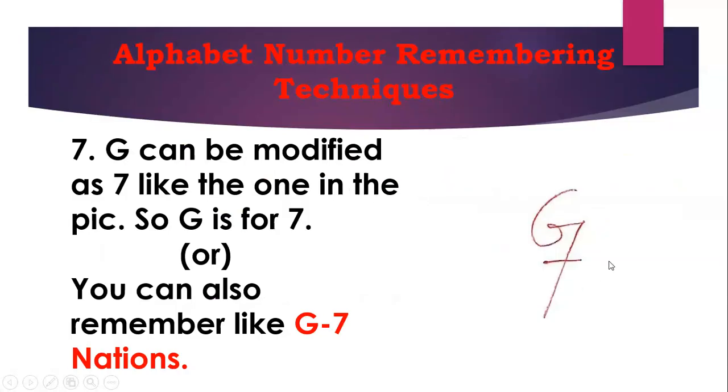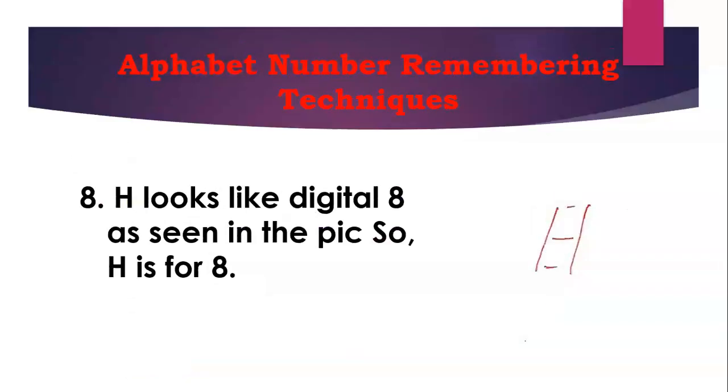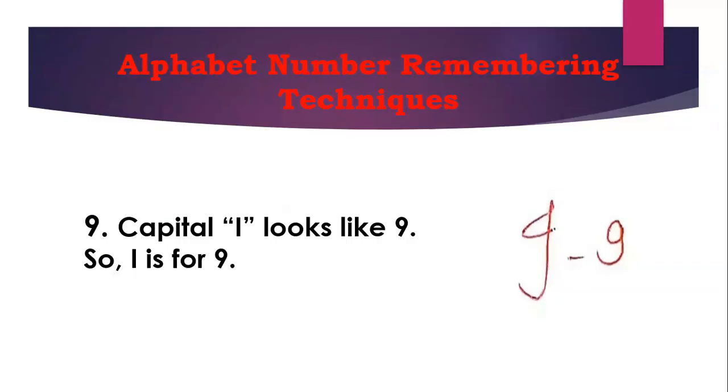Then G. See, G can be modified like this: in the picture, G can be written like 7. So G7. Also you can remember G7 nations. G means 7. Then H. H looks like a digital 8, as shown in the picture. H means 8. Then 9. The capital I looks like 9. So if you remember capital I, you will know it is the number 9. I means 9.